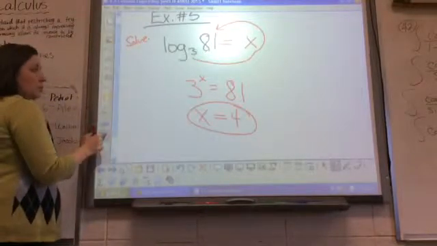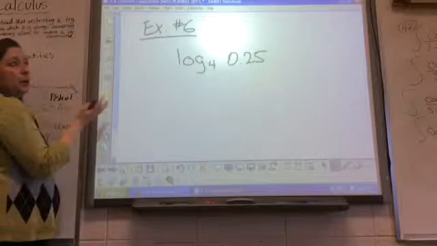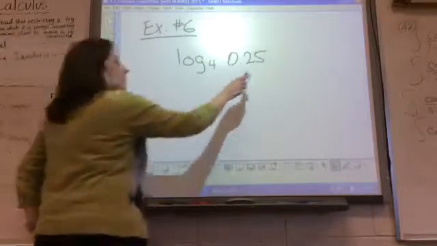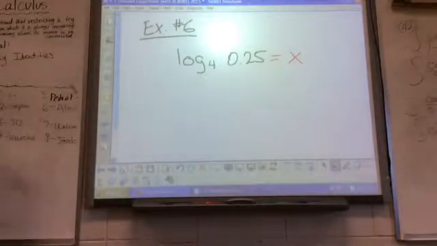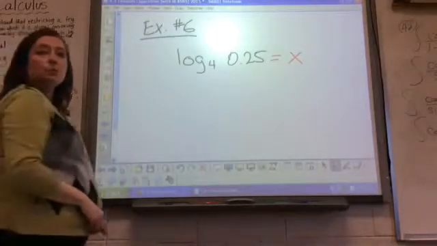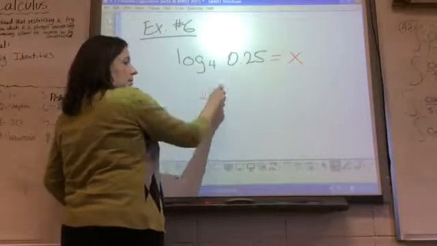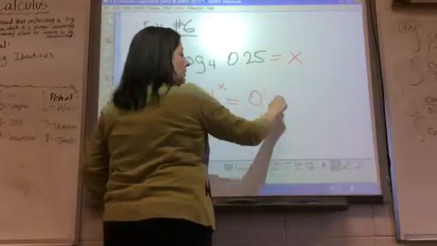All right, let's try another one here. Here we go. Equals x. First step. Second step, rewrite. So how's this going to read? 4^x is 125.